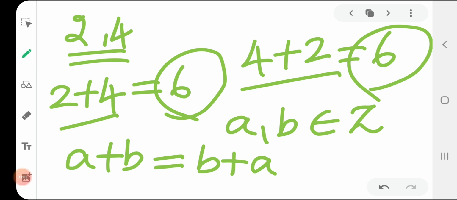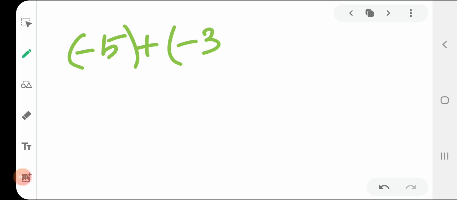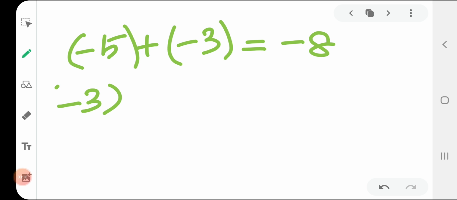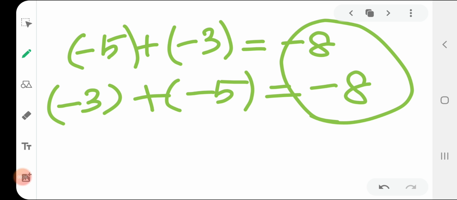We will take two negative numbers now. Minus 5 plus minus 3. Now what will be the answer? Minus 5 plus minus 3 will be minus 8. So we will change the order, minus 3 plus minus 5. What will be the answer? Again it will be minus 8. So the result will not change. That is, a plus b equal to b plus a.